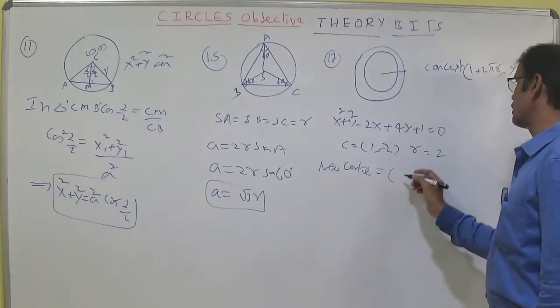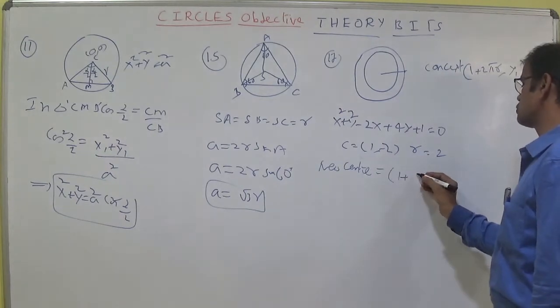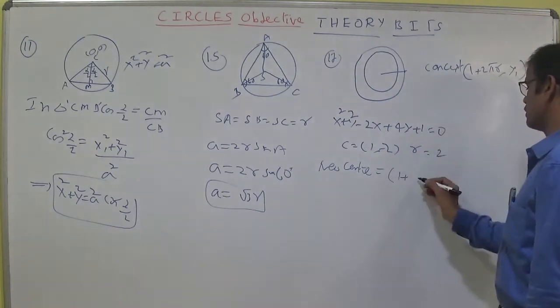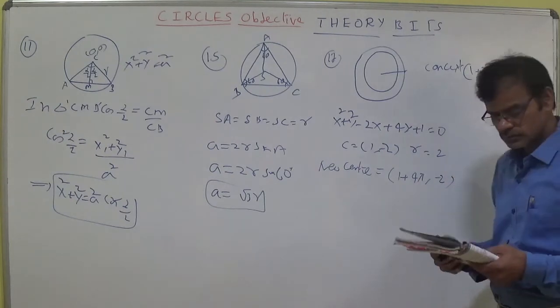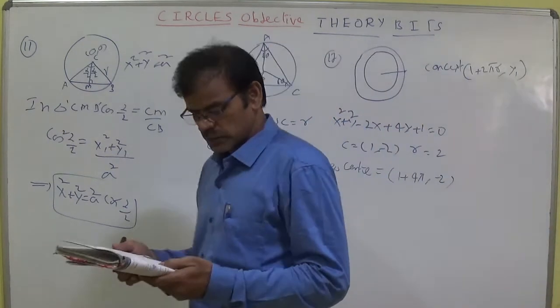New center is equal to 1 plus 2 pi r. 1 plus 2 pi into r. 2 pi into r means 2 pi into 1 plus 4 pi comma minus 2. So it is third option.